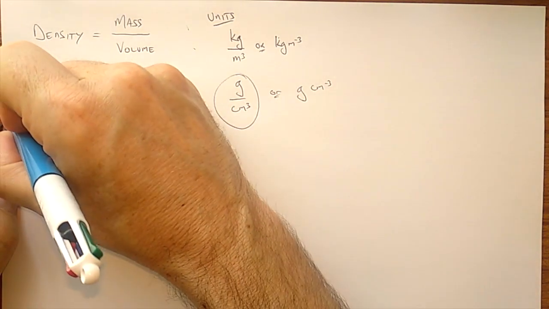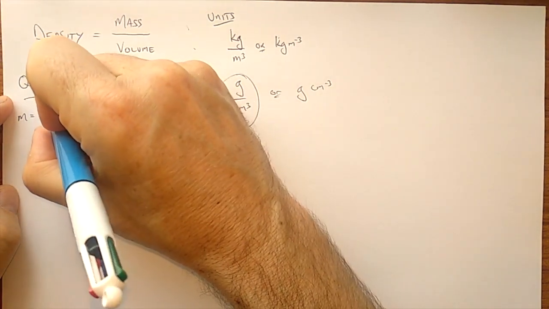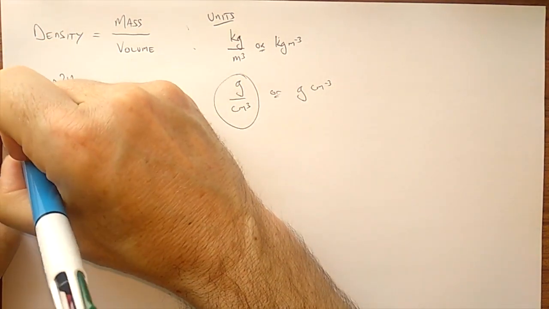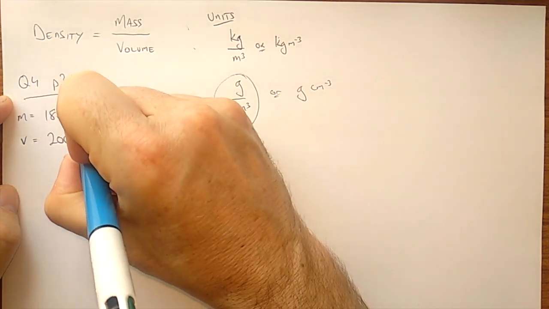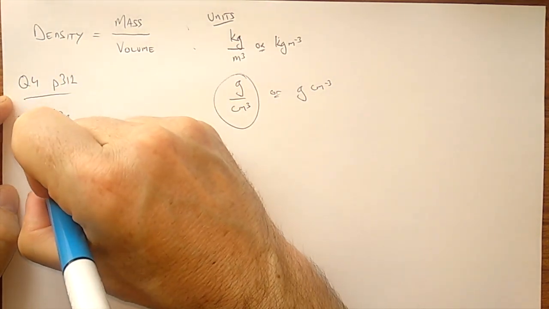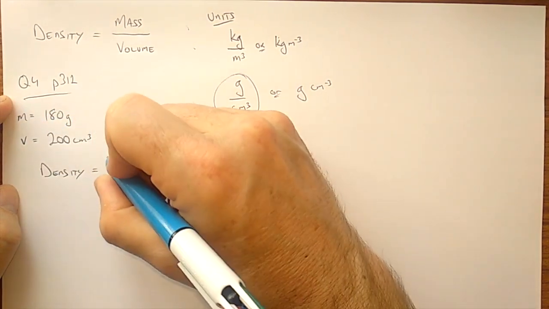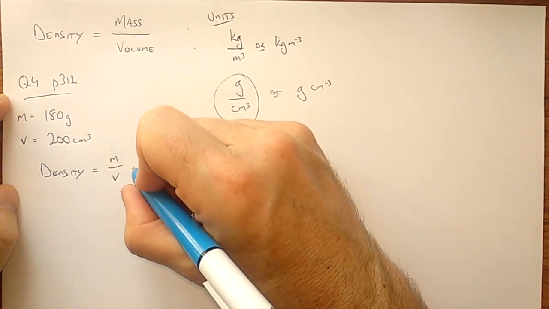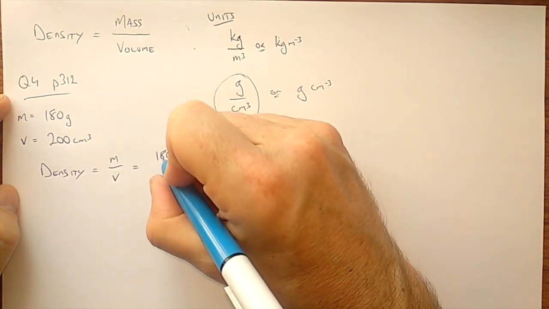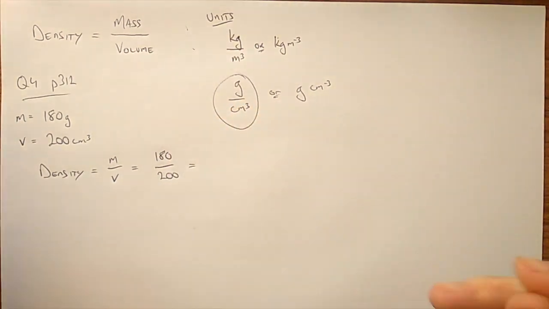So those are our units. Let's come back over here. The mass is, in this case, 180 grams. The volume is 200 centimeters cubed. So the density equals the mass over the volume, m over v. That equals 180 over 200, and that is going to equal 0.9.